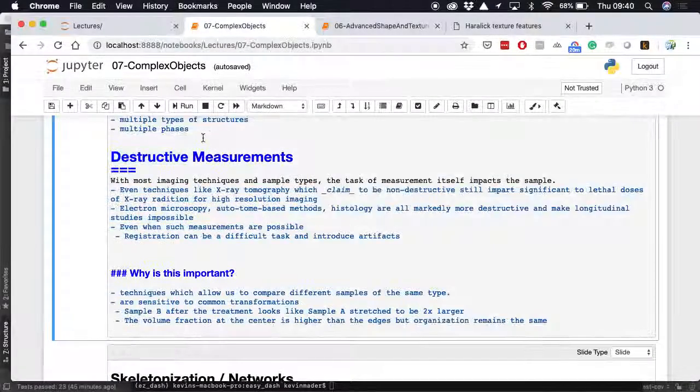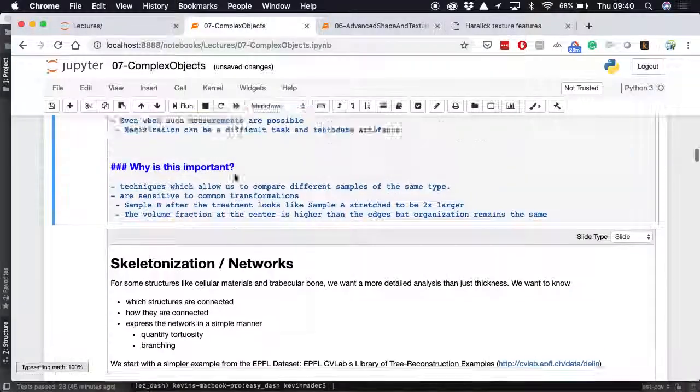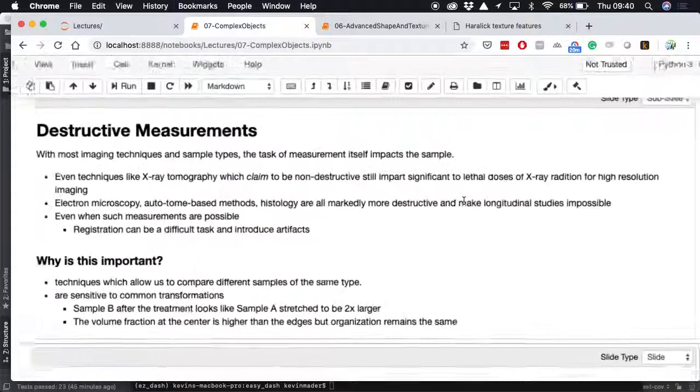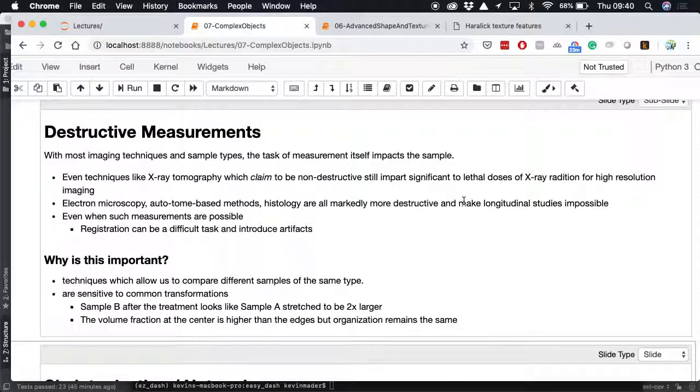The next part of this is the idea of destructive measurements. A lot of times we can't image samples without destroying them. So if we're trying to track something that changes over time, it's often very difficult, because once we've measured it, we've destroyed it, or at the very least influenced what we were trying to measure. If you're trying to look at how embryos grow or how a bone heals, and you want really high resolution images of the bone, then by definition, you're going to have to take out a sample, destroy it, and measure it very well.